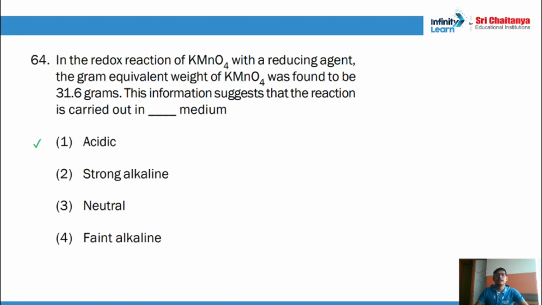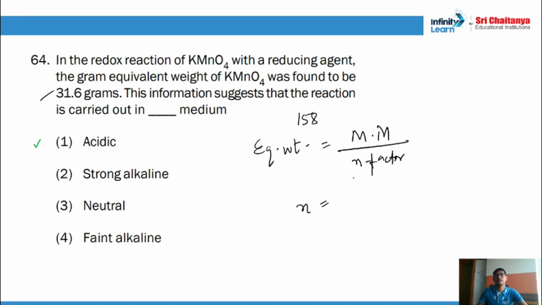Here potassium permanganate is reacting with a reducing agent. The gram equivalent weight of the KMnO4 is 31.6 gram. You should know that the molecular mass is 158, and its equivalent weight is 31.6. You should also know that the relation between equivalent weight and molar mass is: equivalent weight is molar mass divided by n factor. So you can find the n factor here, which is molar mass 158 divided by equivalent weight 31.6. Is that clear? So this will come out to be 5.